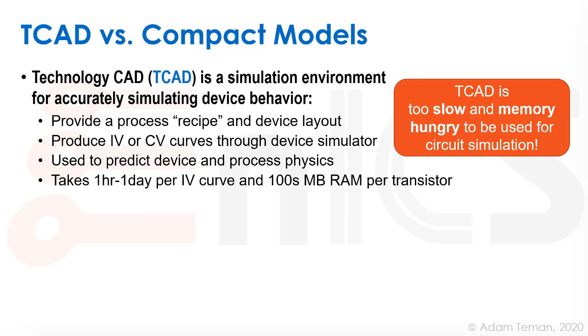It's used to predict device physics and process physics, but it's a very, very long and hard simulation. It takes something like an hour to a day for each IV curve simulation, and it takes hundreds of megabytes of RAM per transistor. So TCAD is very, very slow and memory hungry, and therefore cannot be used for circuit simulation. What we do instead is we use what we call a compact model.